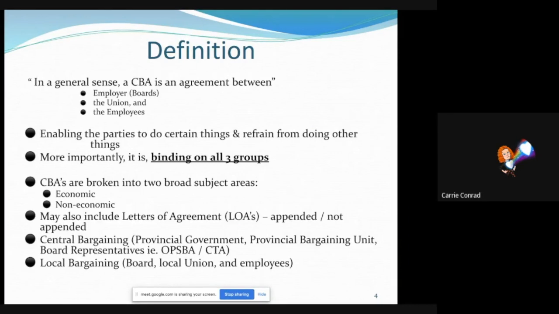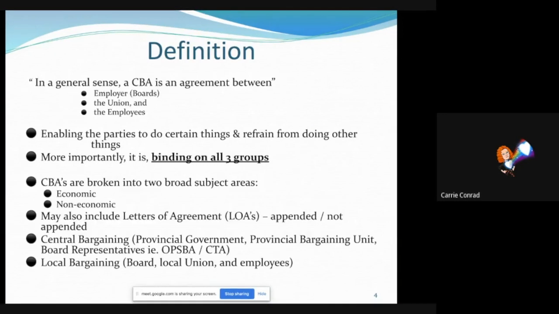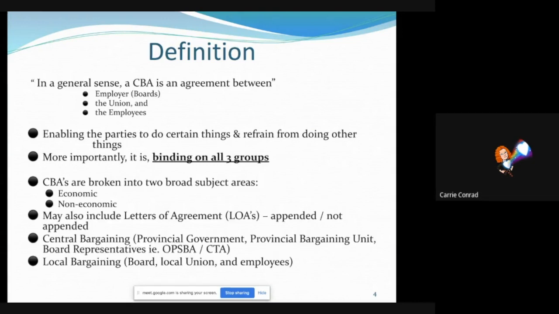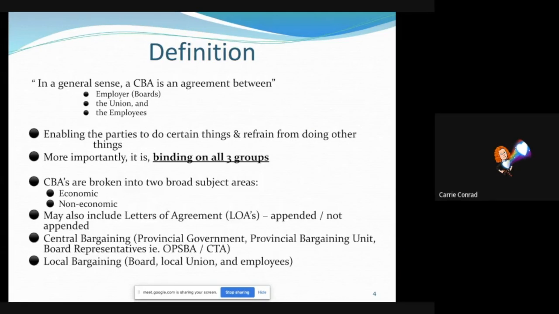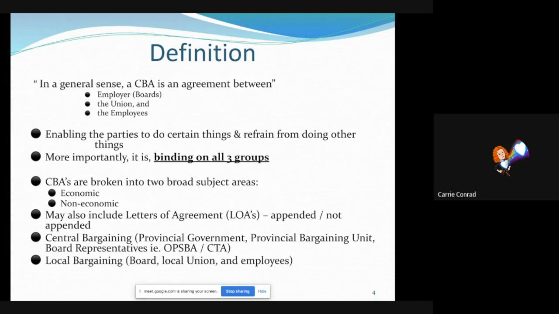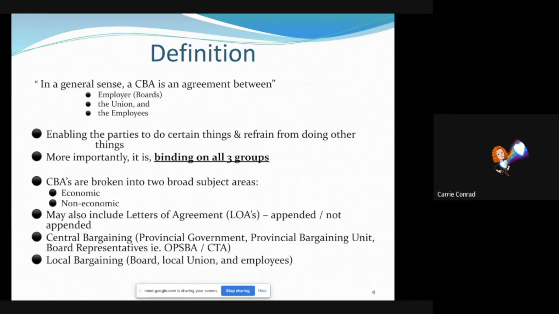As local bargaining and central bargaining has evolved, the CBA has really focused primarily on the central part A of all of the collective agreements, focusing primarily on the economic subjects that affect the employees, and a lot of the non-economic are bargained at the local level. In addition to specific language within the collective agreement, there may also be letters of agreement, often referred to as LOAs, and they may be appended or not appended to the collective agreement. What that means is a letter of agreement may actually reside in the collective agreement and be appended, or it may live outside of the collective agreement.